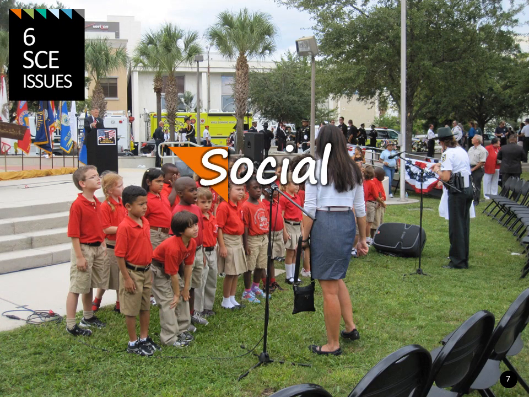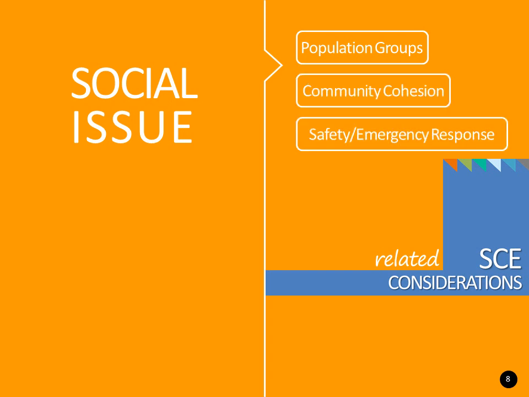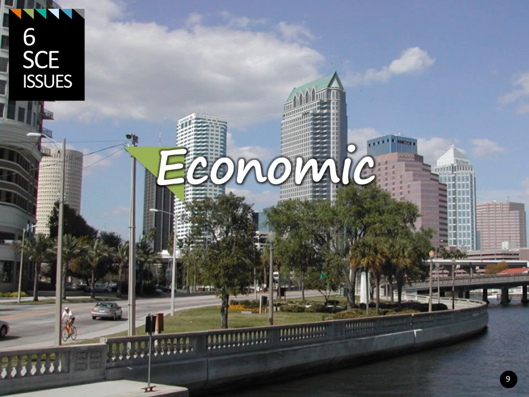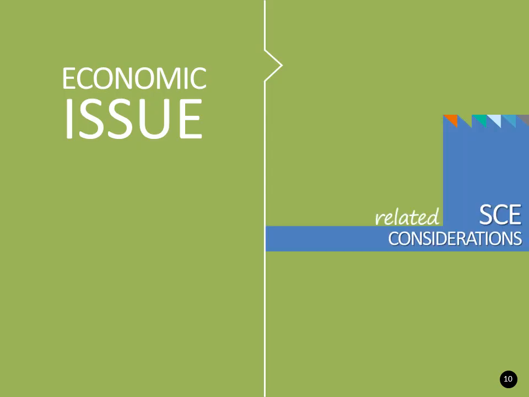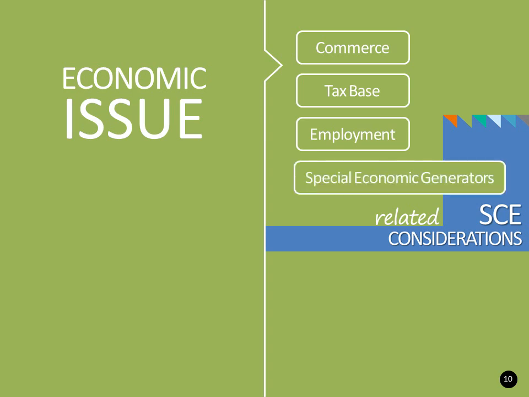The first of the 6 SCE issues is social. The social issue is organized around the following SCE consideration topics: demographic composition of study area populations, community cohesion, safety and emergency response, community goals, and quality of life. The next SCE issue is economic. The SCE considerations for the economic issue address commerce, the tax base, employment, and special economic generators.